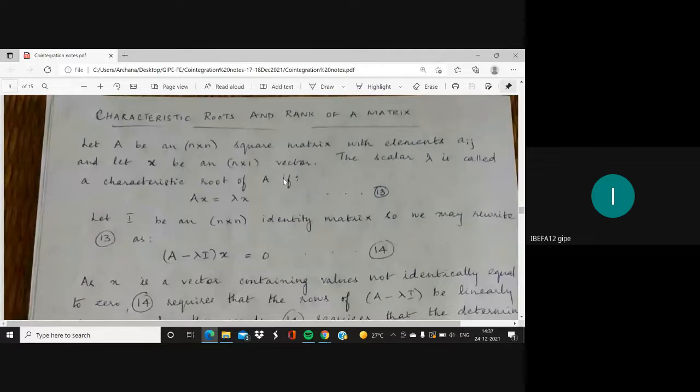So if you have a square matrix, okay, an n by n square matrix, which we are denoting by the term A, okay, and this matrix has these elements Aij. So each of the elements is denoted this way, Aij. I will refer to the row, J to the column. Okay. Now think that X is a vector, okay, which has n elements. Okay, so there are n rows in this vector. Now the scalar lambda is called a characteristic root of A.